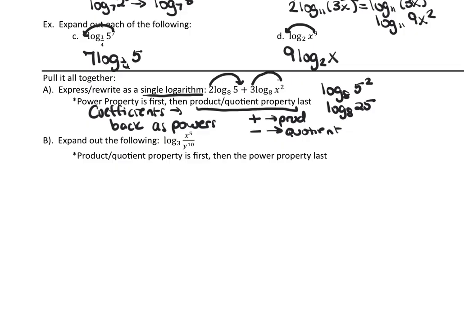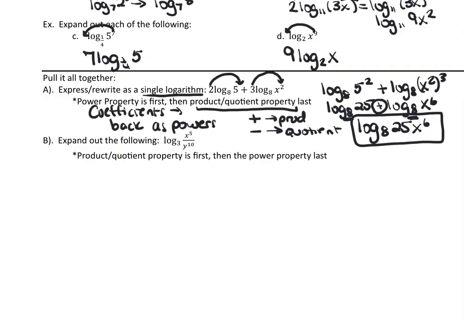Then we have a 3 out in front that needs to come back as a power. So that would be log base 8 of x squared to the 3rd power. And again, simplify that, which you can automatically go right to. That would be x to the 6th. After you bring those powers back, now I look at the sign in the middle. It's a plus, so product. So I can rewrite it as one logarithm, assuming these bases are the same, which they are, and then multiply the 2 arguments together. So 25 times x to the 6th would just be 25x to the 6th. So the final answer is log base 8 of 25x to the 6th.